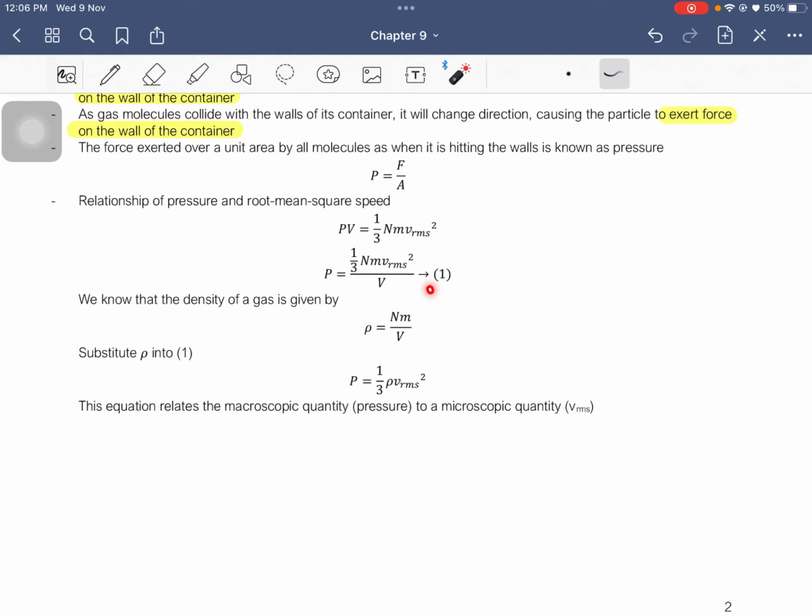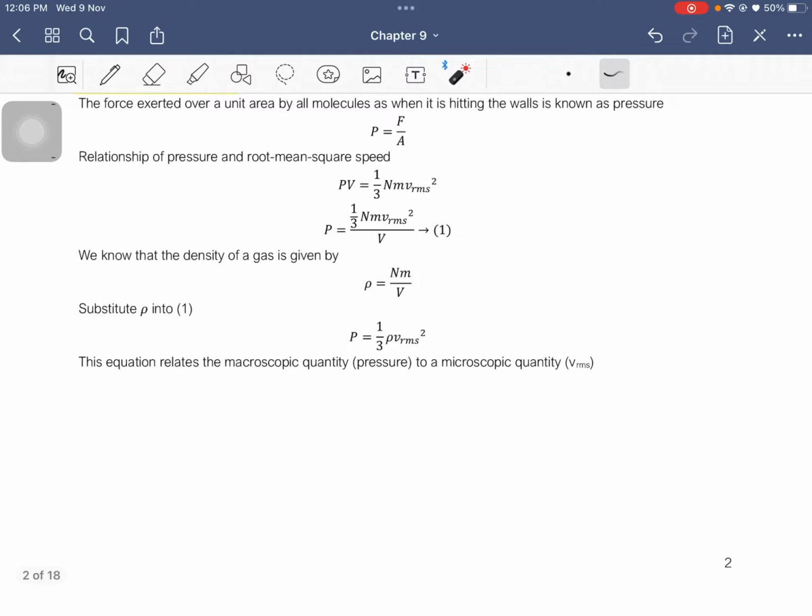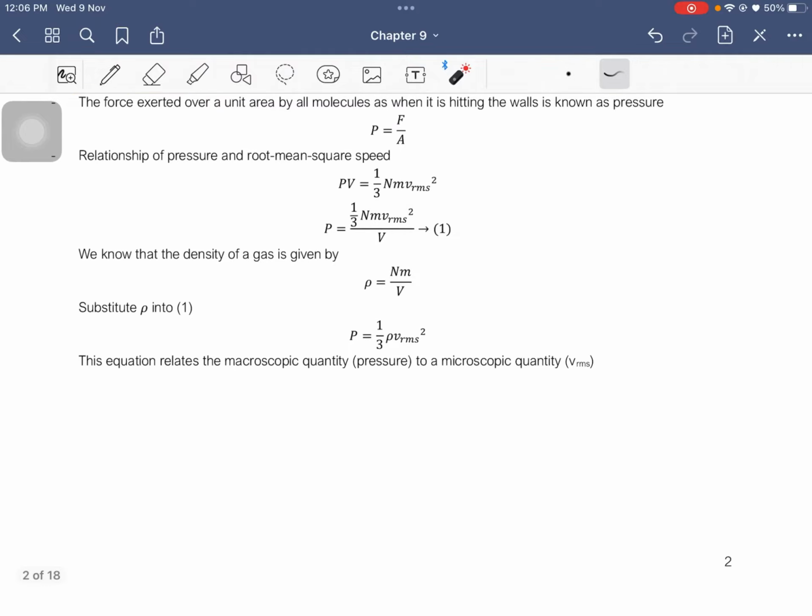So let this be equation 1. P, that's turun V, P sebelah je. So we know that the density of gas is equal to mass over volume, so Nm over V. So when we substitute this into here, we will then get this equation. So this relates the macro. I don't know how to pronounce that. Macroscopic.